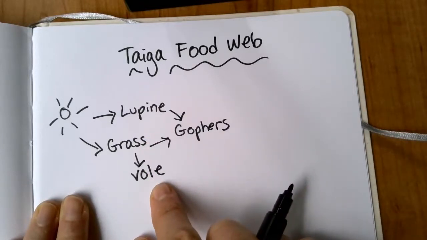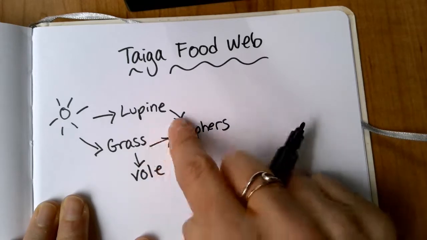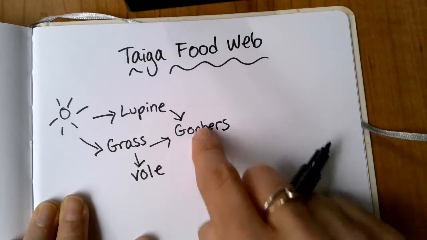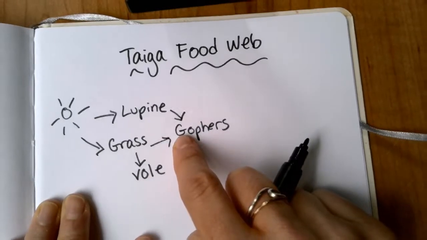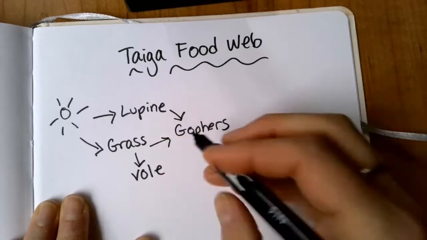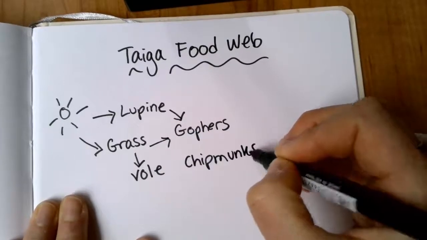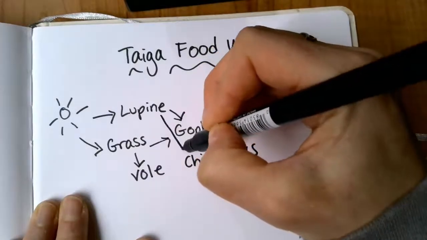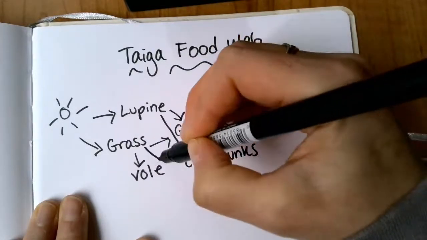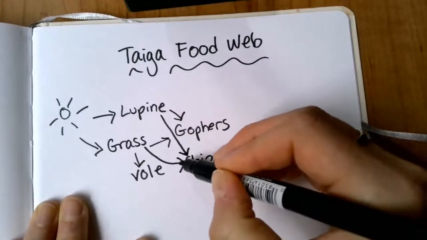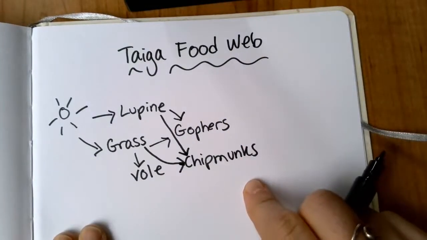Next up, I have chipmunks. Chipmunks also eat lupine and grass. So I would want a region in between the lupine and the grass. And it's totally okay if your arrows cross, or if your arrows go over each other. Remember, nature is complicated. It's not always going to fit into a clear model. So I have my chipmunks eating lupine, my chipmunks eating grass.